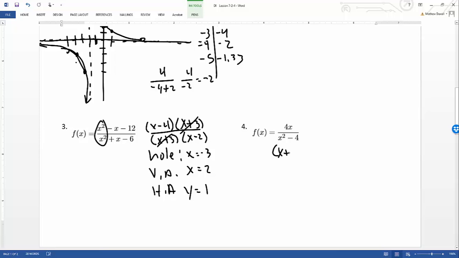This one factors into x plus 2 and x minus 2, so you just have vertical asymptotes there. And then you have a horizontal asymptote at y equals 0.